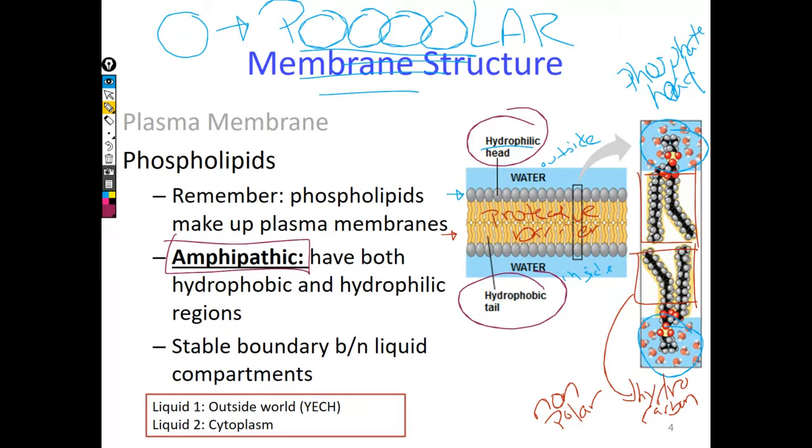Okay, so this amphi prefix means having of two, or having of both. In this case, our both is hydrophobic and hydrophilic, which is kind of weird.